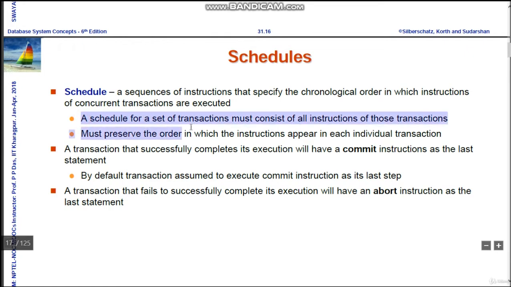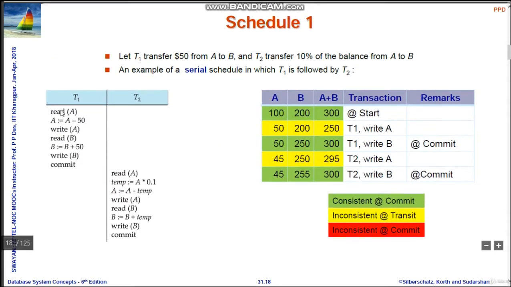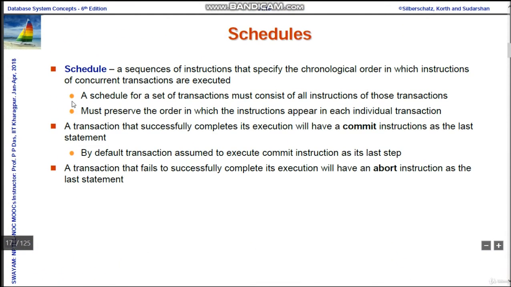A schedule for a set of transactions must preserve the order in which the instructions appear in each individual transaction. Suppose read is here and write is here, so the order is maintained. We can't make the write come first when the read is before the write in the transaction. That's not possible. The same chronological order must be kept. That's a must point.